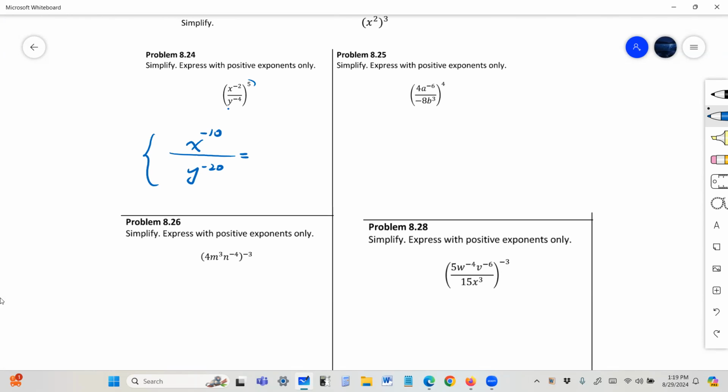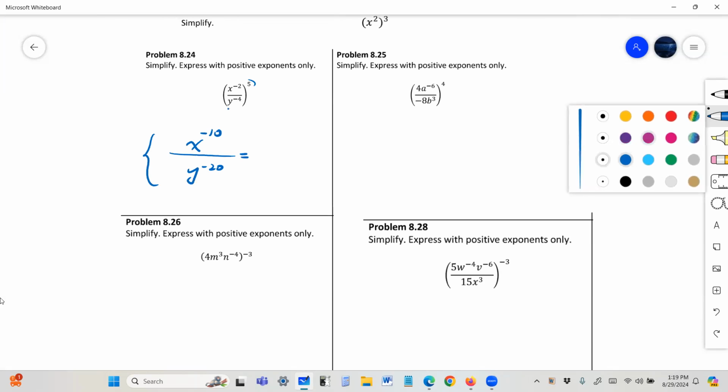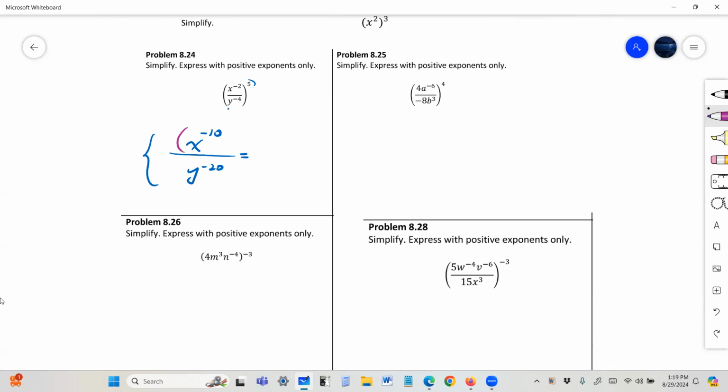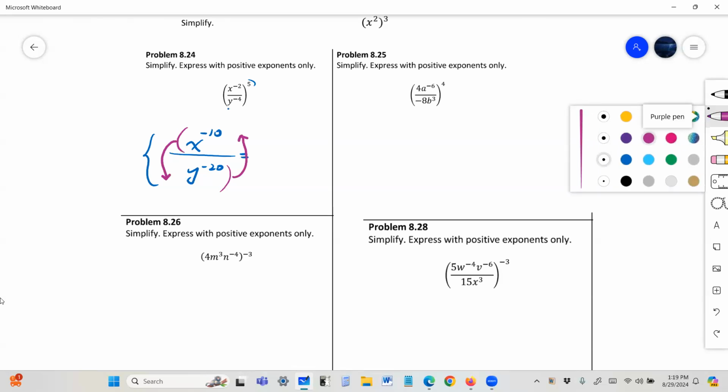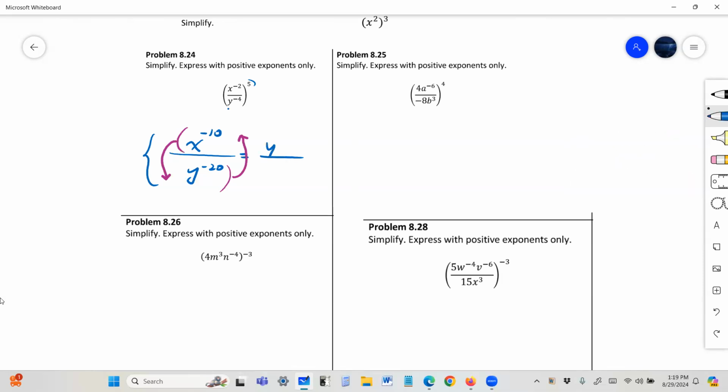We can't leave them that way, but as we said before, this factor has a negative exponent. It goes to the other side of the fraction as positive. This factor has a negative exponent. It must go to the other side of the fraction as positive. So my final answer would be y to the 20th over x to the 10th. Now that both exponents are positive, this is my final answer.